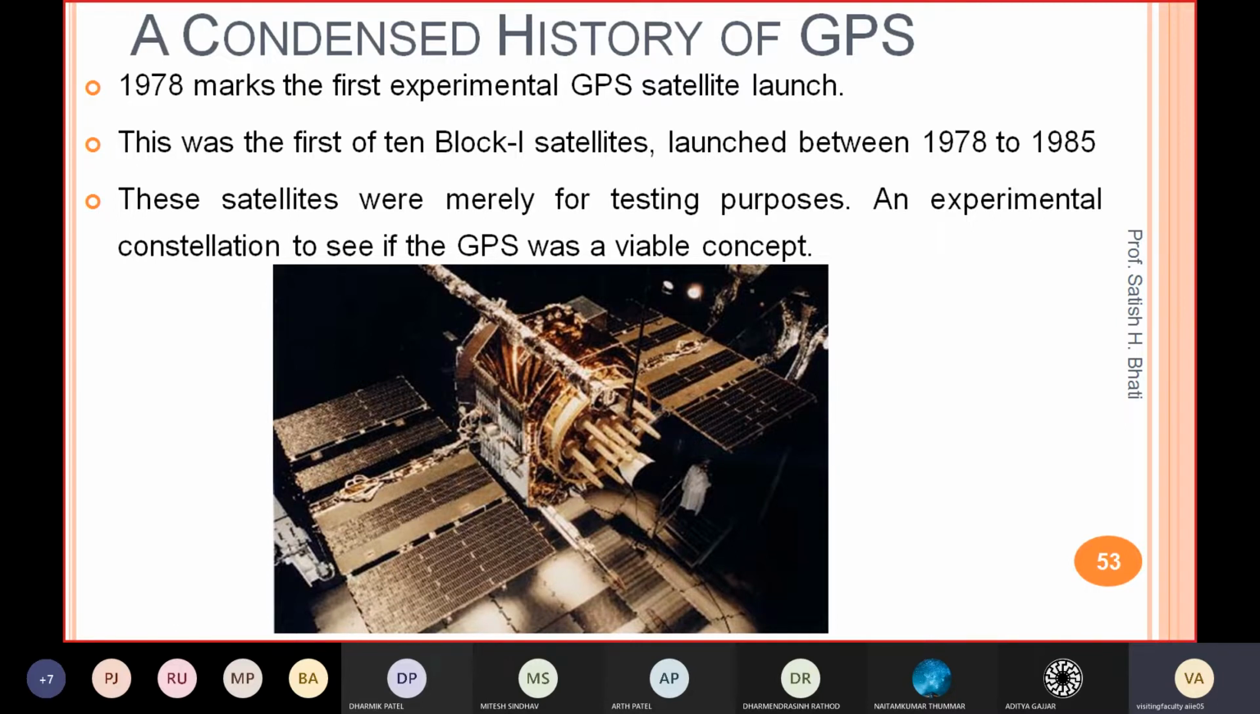The first satellite of this Block 1 series was launched in 1978, and its main purpose was purely testing. The experiment was to find out whether this GPS concept is viable, possible, and feasible. For that, the satellite was launched. You can see the picture of the first satellite.